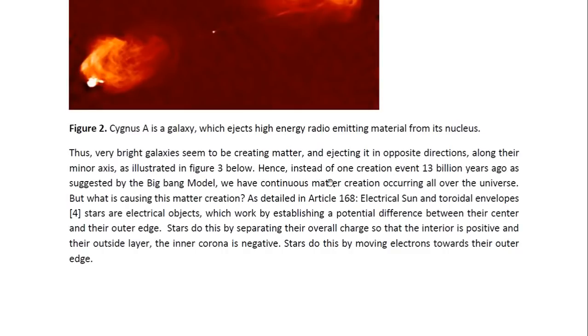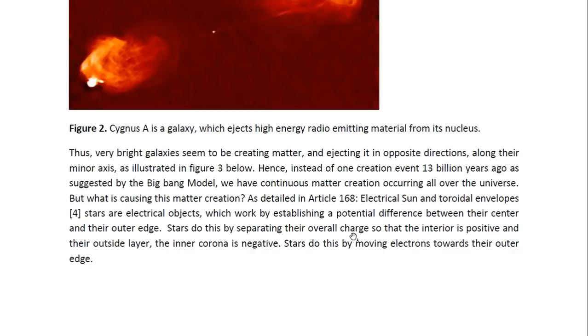This means that instead of one creation event 13 billion years ago, as suggested by the Big Bang model, we have continuous matter creation occurring all over the universe. But what is causing this matter creation? Now, as detailed in article 168 entitled Electric Sun and Toroidal Envelopes, stars are electrical objects which work by establishing a potential difference between their center and their outer edge.